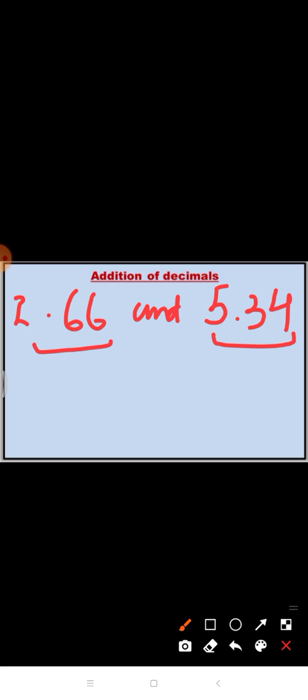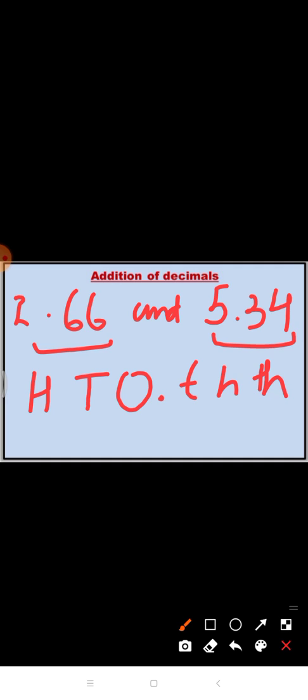Now step 2 is write the numbers according to their place values. So here I'll write first the place values: ones, tens, hundreds, then we have tenths, hundredths and thousandths. Now students, let's arrange the first decimal number according to their place value. So 2 is at ones place, so I will write 2 here. Then we have a point. 6 is at tenths place, so I'll write 6 here. Again, 6 is at hundredths place, so I'll write 6 here.